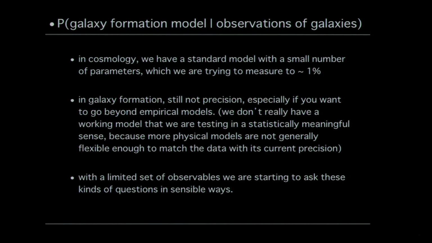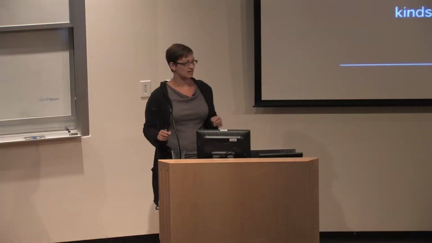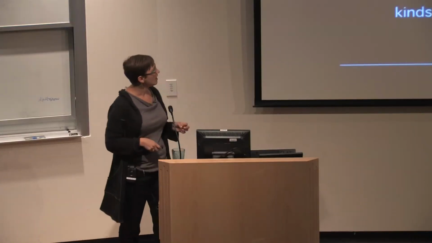So if we want to go one step further and actually understand something about the galaxy formation physics, I think it's even a step harder. In cosmology, it's at least relatively simple conceptually. We have a model that we're trying to test. That model has some parameters. And we do actually know how to make predictions for that set of parameters. And I don't really feel like we're at that stage in galaxy formation.